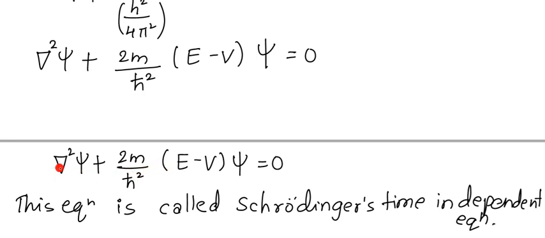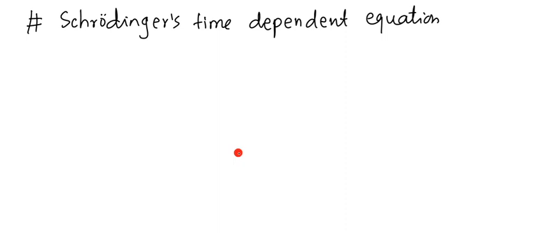Nabla square means the differentiation with respect to position coordinates only, and as there is no time term, this equation is very much important, and this is called Schrodinger's time independent equation. Okay, now let us move ahead and try to derive the Schrodinger's time dependent equation.